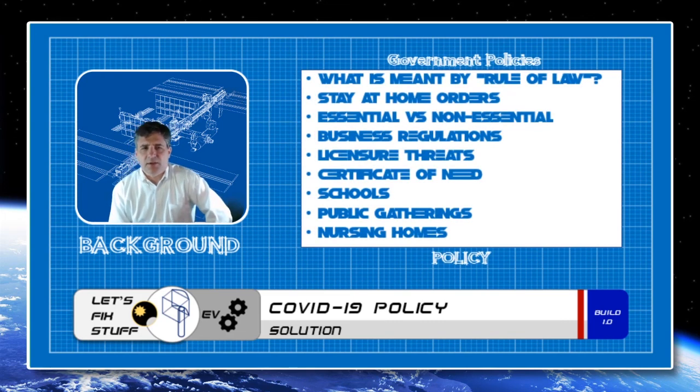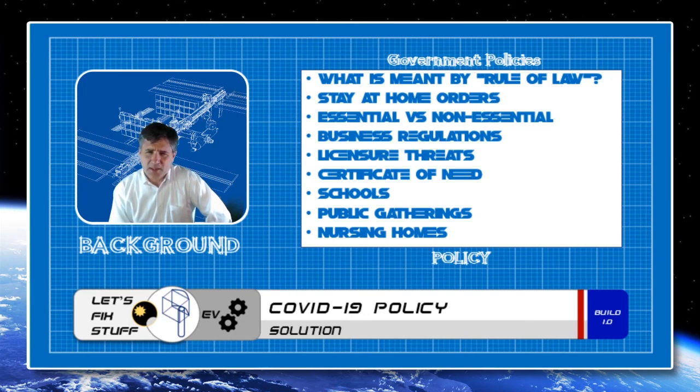All right, so let's take a look at what are the government policies that have been enacted in response to COVID-19. And first thing I want to examine, we're going to get into this a little bit, is what is meant by the rule of law, because a lot of people are tossing that around. I want to make sure everybody understands it. Let's also look at stay-at-home orders, because those are the most prevalent policy that's been issued and most controversial across the country.